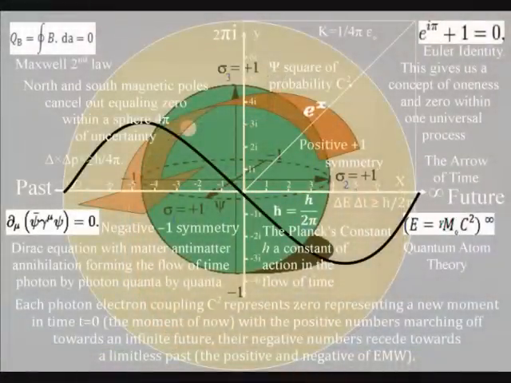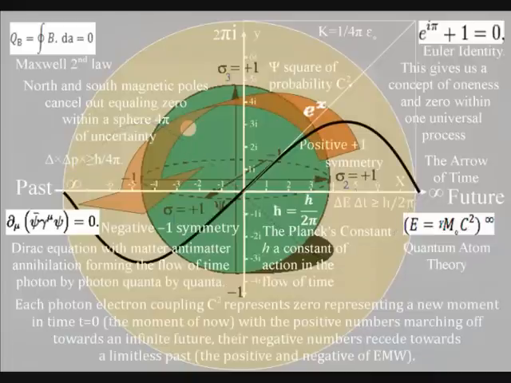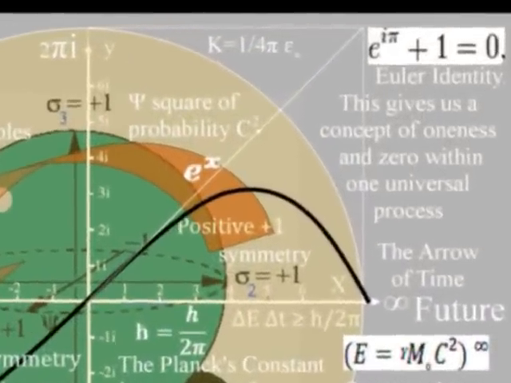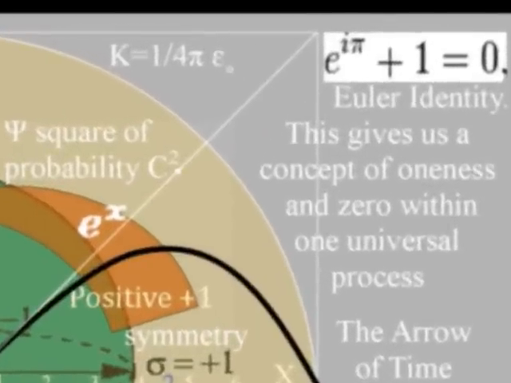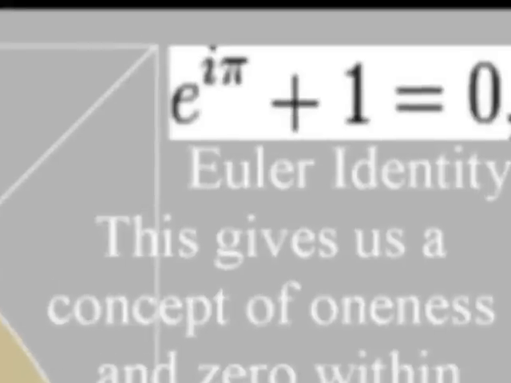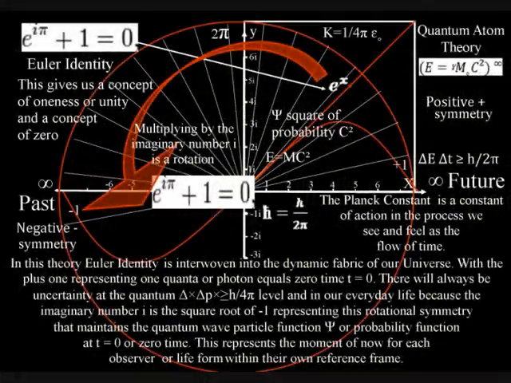In the top right-hand corner of this diagram, we have Euler's identity, the most beautiful equation to come out of the mind of man. But this beautiful equation has no meaning or purpose in modern physics. But in this theory, Euler's identity is interwoven into the dynamic fabric of our universe, with the +1 representing 1 quanta, or photon, equals 0 time, t equals 0, the moment of now.